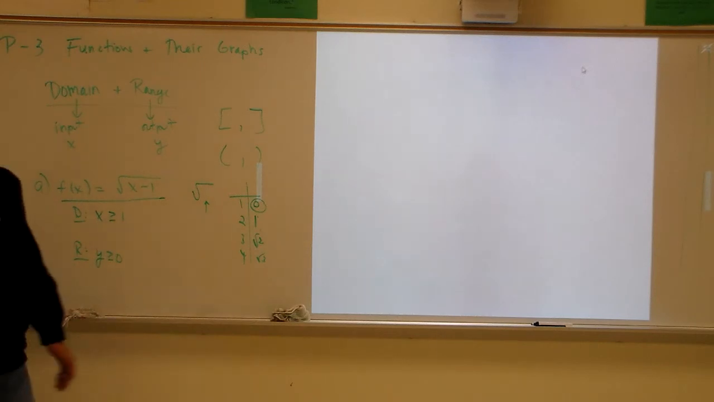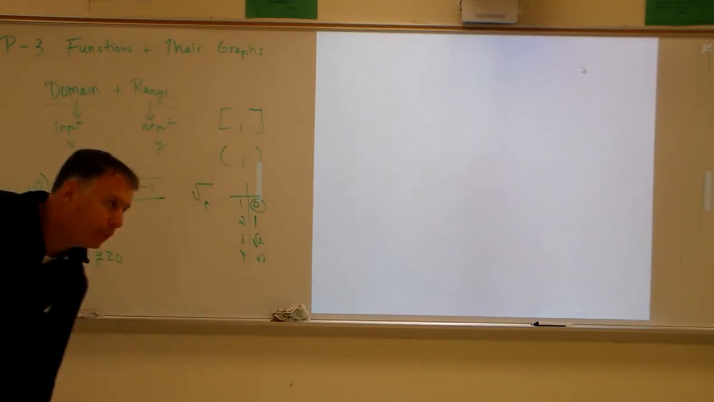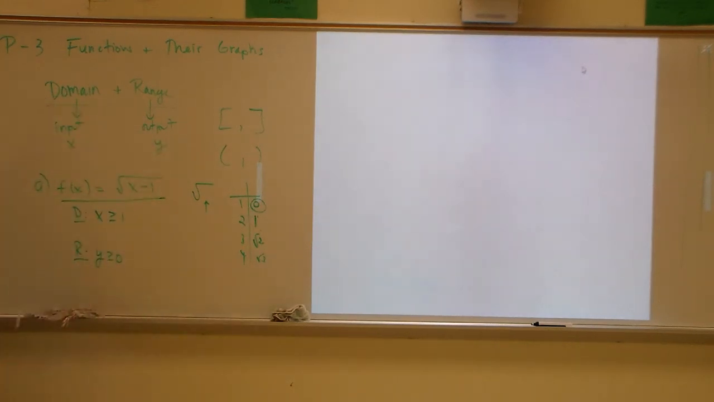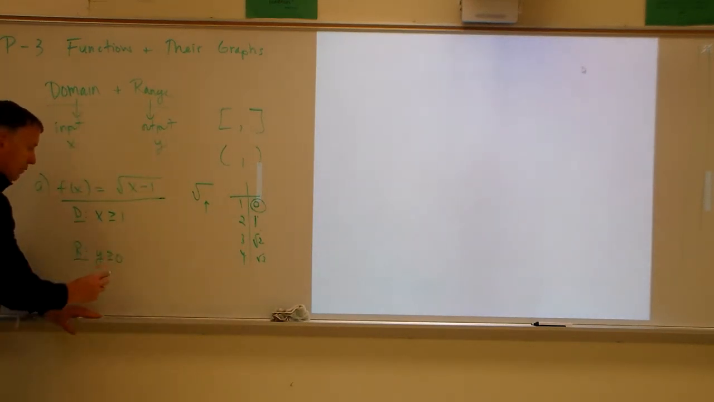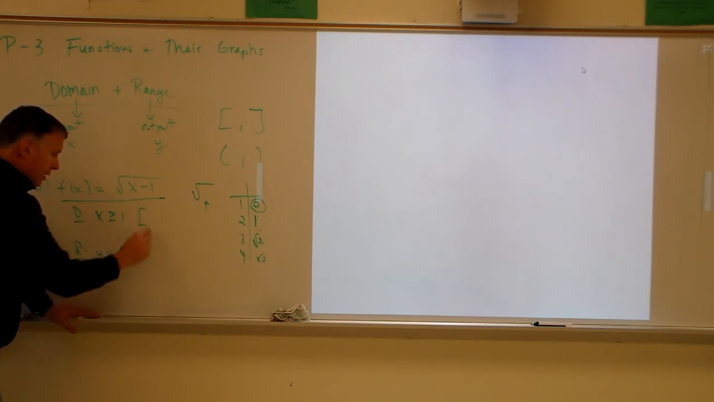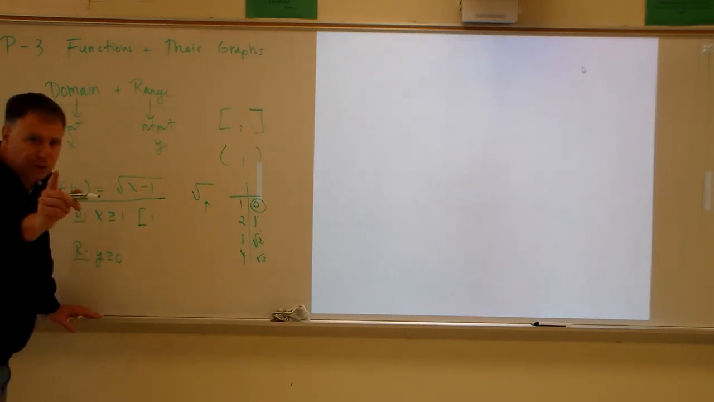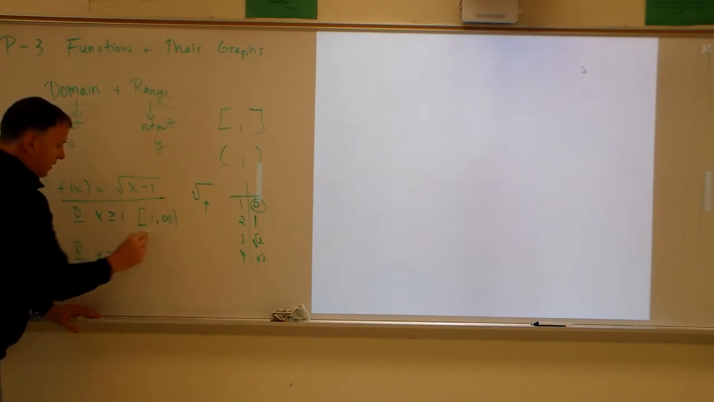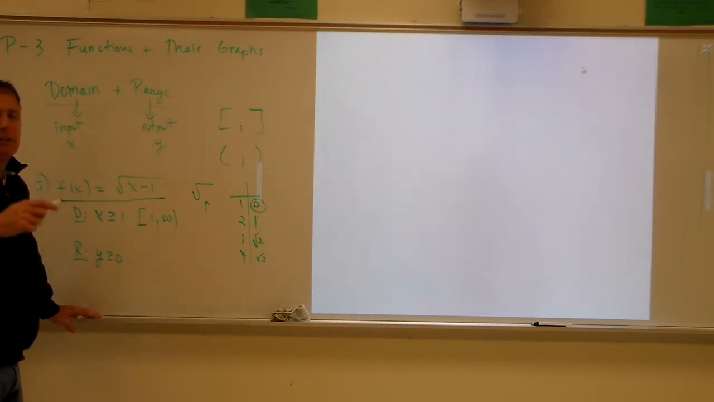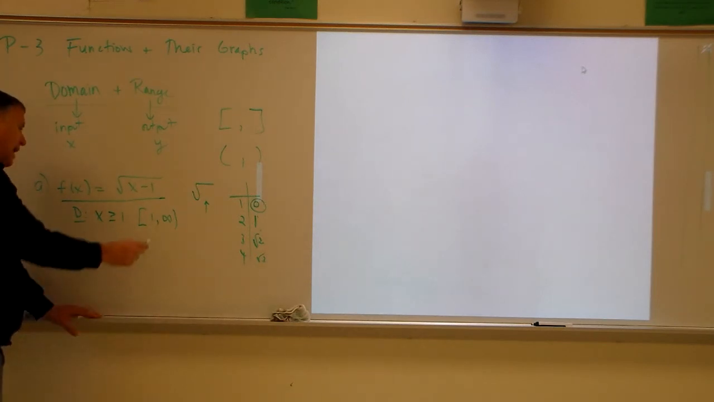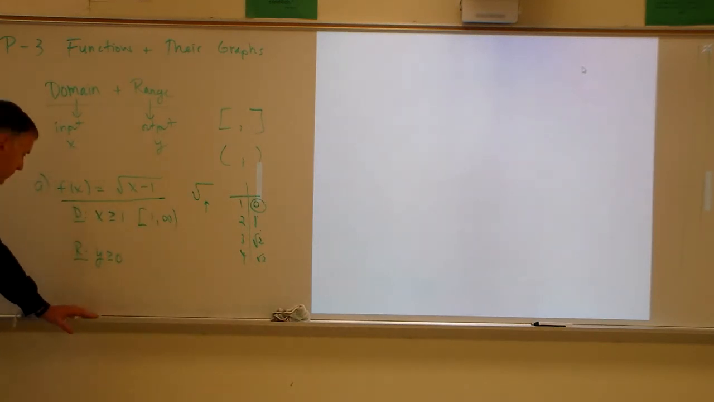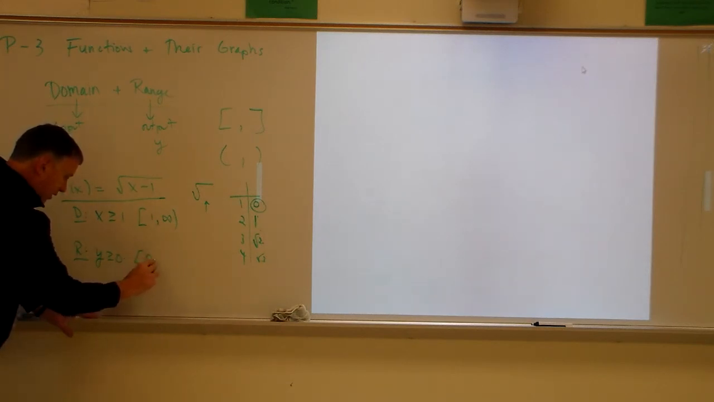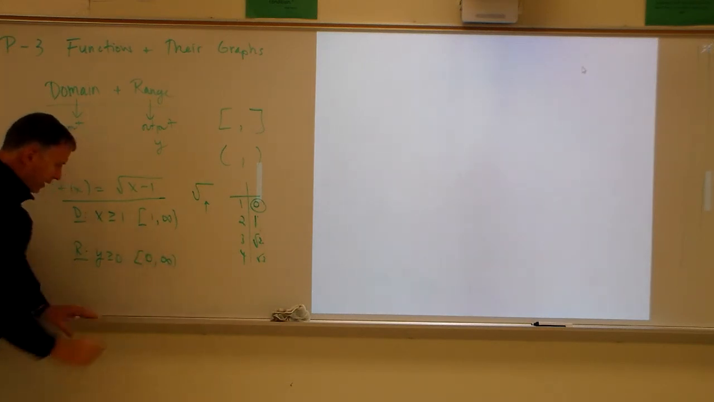Now, how do you want to write that? We want to be sophisticated when we write this. We want to be big boys and big girls. So I write this with a bracket and a 1. That means it includes it. And we go to infinity with a parenthesis, because you can never bracket infinity. Infinity always has a parenthesis. So for this one then, we are going to say 0 to infinity.